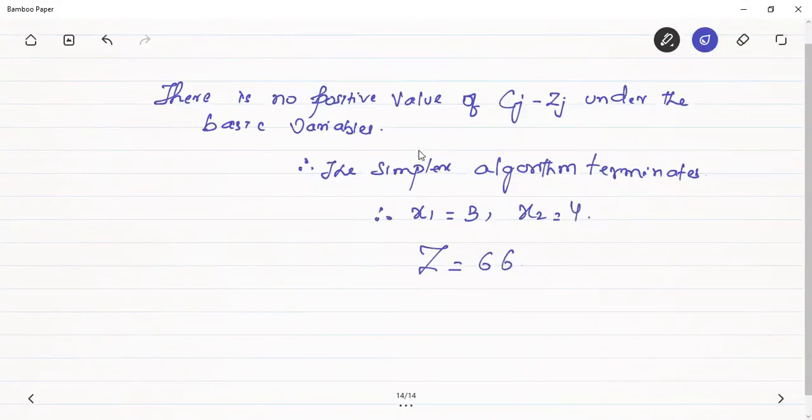Okay. हमें देखना था अब एंटरिंग वेरिएबल कौन सा होगा. वो एंटरिंग वेरिएबल कौन डिसाइड करता है? मैक्सिमम पॉजिटिव वैल्यू ऑफ Cj माइनस Zj अंडर द बेसिक वेरिएबल्स, बट देयर वाज नो, इनफैक्ट इट वाज 0. ठीक है? पॉजिटिव वैल्यू कोई नहीं था. दैट इज द सिंपलेक्स एल्गोरिथम विल टर्मिनेट हियर and we get this as the desired.